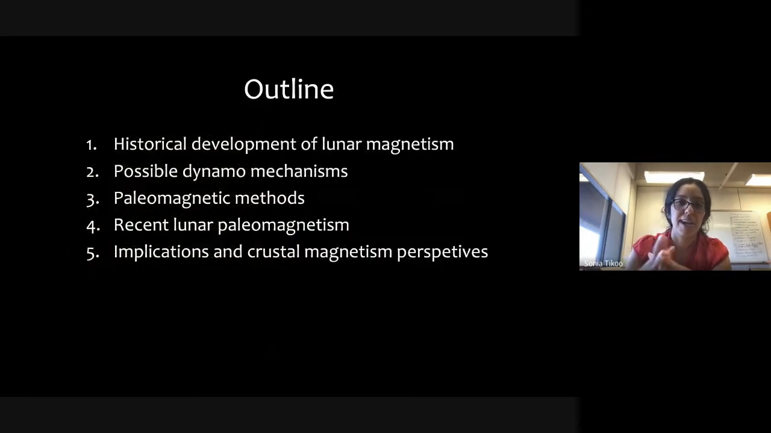And so today I'm going to first cover a historical development of the field of lunar magnetism. I'm going to follow that up by talking about possible dynamo mechanisms.